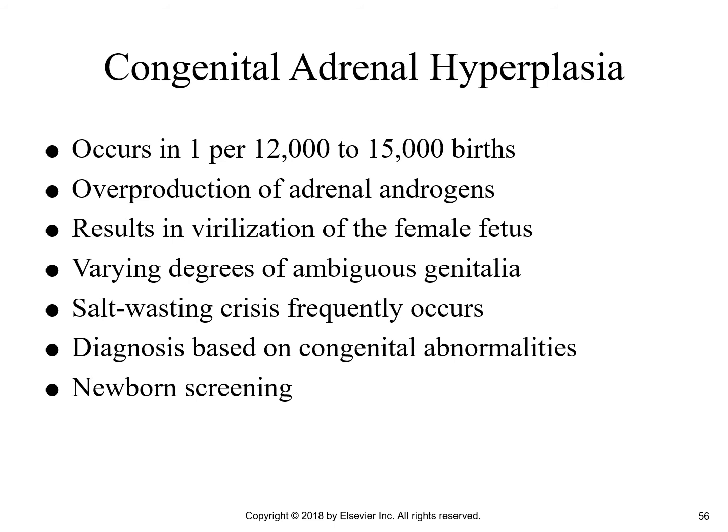Congenital adrenal hyperplasia occurs in 1 per 12 to 15,000 births. Overproduction of adrenal androgens results in virilization of the female fetus. There are varying degrees of ambiguous genitalia, where the child may have both male and female organs, whether external, internal, or both. Salt-wasting crisis frequently occurs, and diagnosis is based on congenital anomalies or abnormalities. And of course, they do a newborn screening on all children.